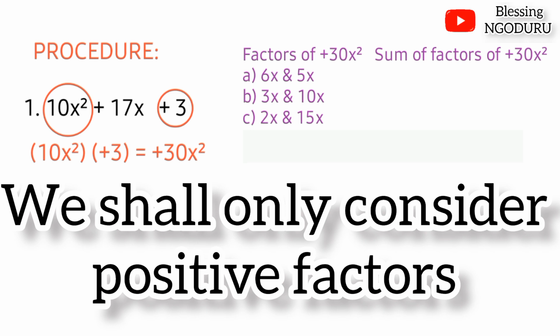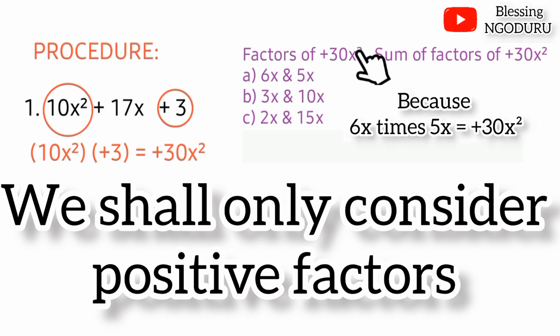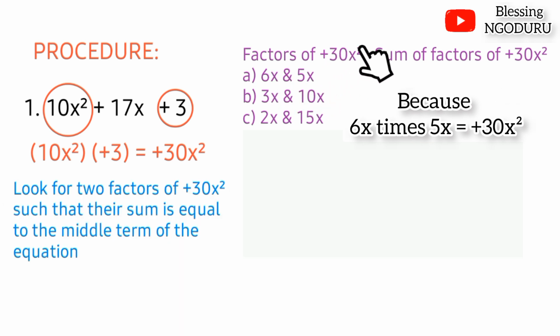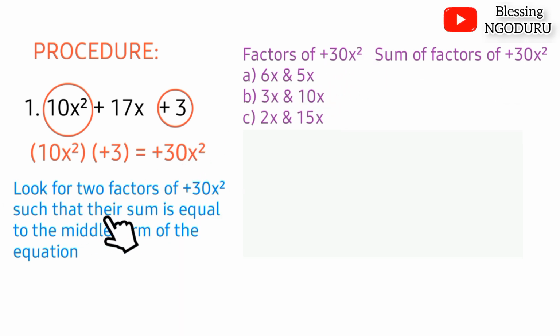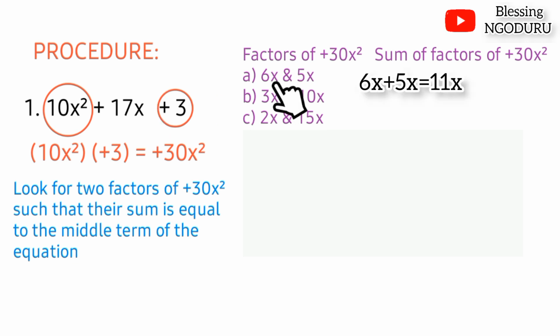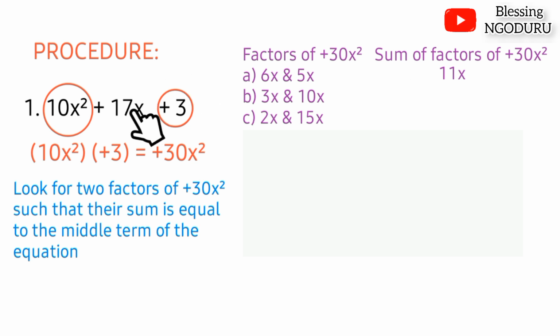Now let's look at the factors of plus 30x². First factor is 6x and 5x, because 6x times 5x gives plus 30x². 6 times 5 gives 30. x times x gives x², because we did say their sum should be equal to the middle term of the equation. We're expecting the summation of the two factors to give us plus 17x. 6x plus 5x gives 11x, but we are looking for 17x, so we'll move down to the next factor.